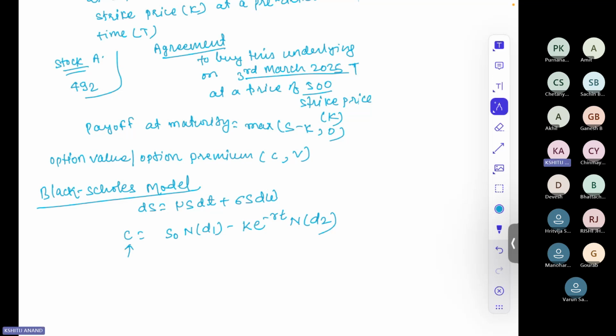What is r over here? r is the risk free rate, of course. Any doubt till now?